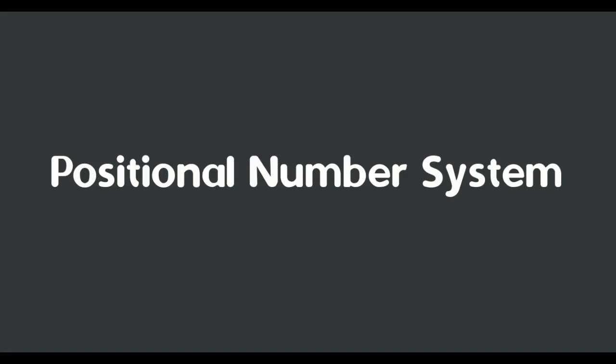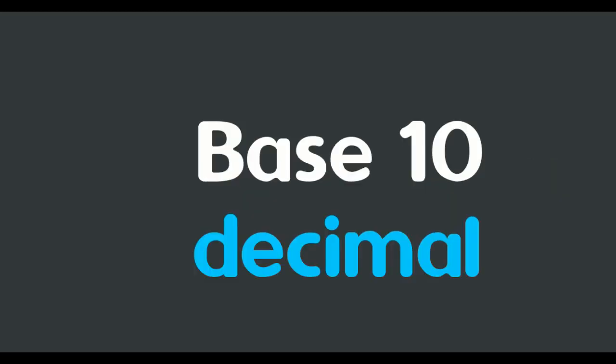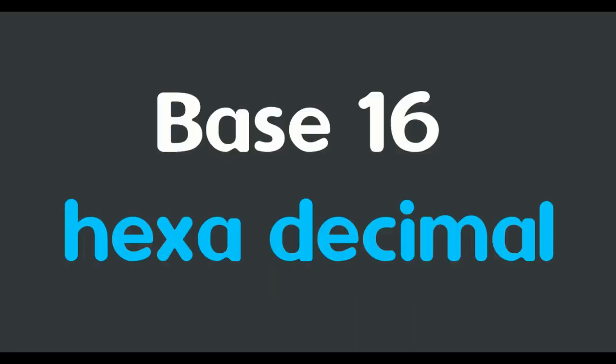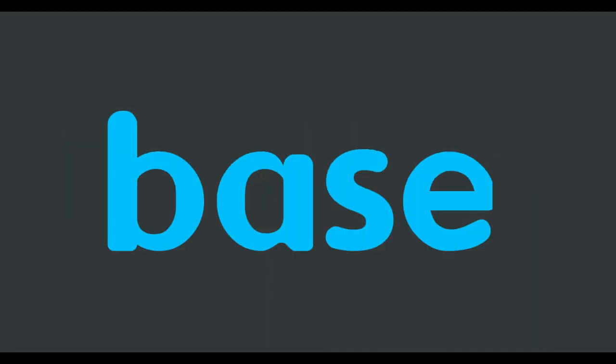In this presentation, we are going to discuss the core concept of the positional number system. We all know about base 10, that is the decimal number system, base 2, that is the binary number system, base 8, that is the octal number system, base 16, that is the hexadecimal number system, and there are many more number systems possible. Now let us understand what exactly the base is in a number system.